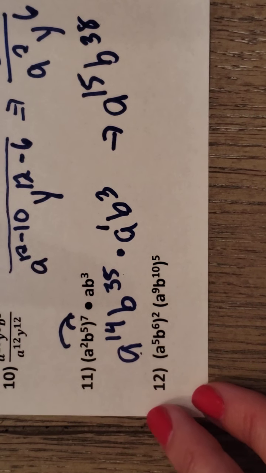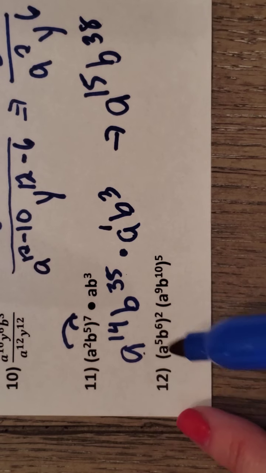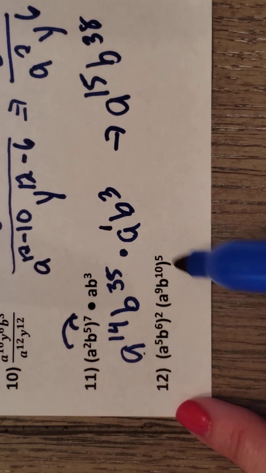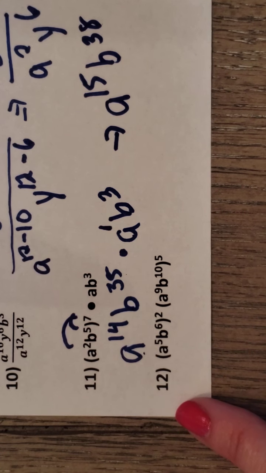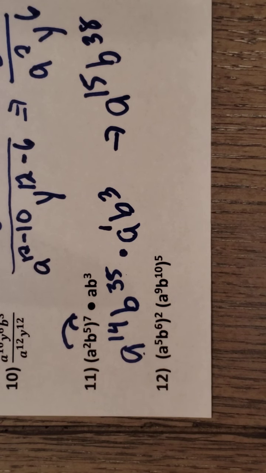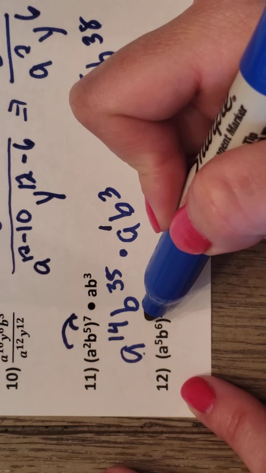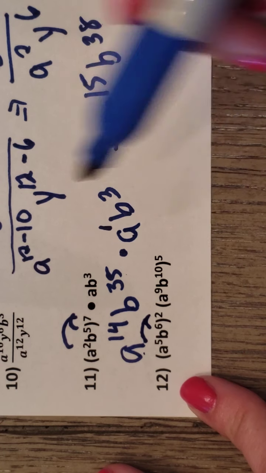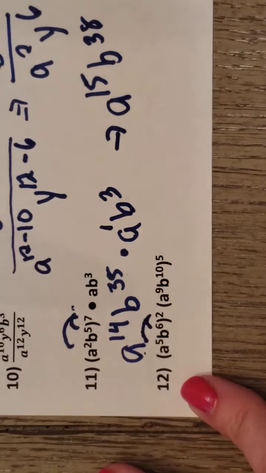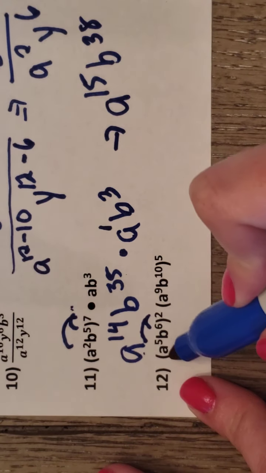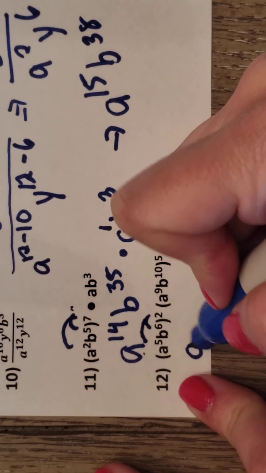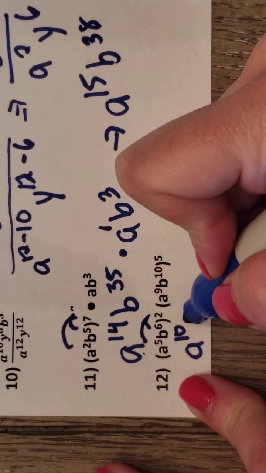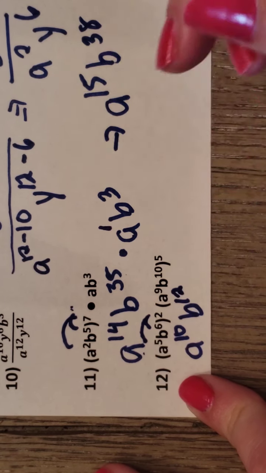And last but not least, if you notice, we have parentheses with an exponent, parentheses with an exponent. So therefore, we have power to power twice. And again, this 2 right here only goes to the parentheses it's attached to, just like this 7 did up above. So a to the 5th becomes a to the 10th, b to the 6th becomes b to the 12th.